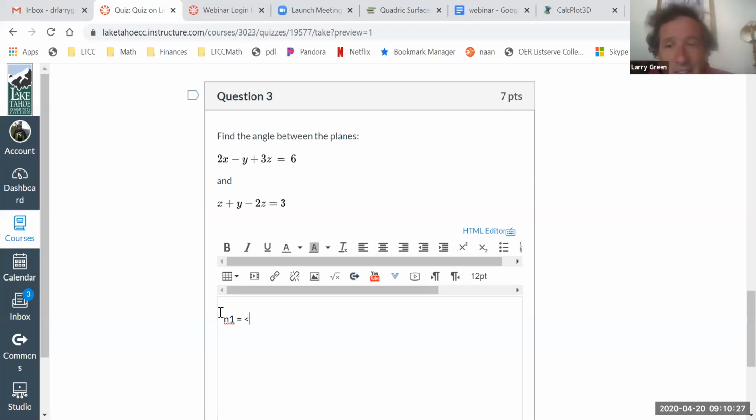And the good news is it's really easy to just look at the equation and tell me what the normal vector is. What's the normal vector for the first plane? The hint is it's really easy to just look at it. You don't do any hard math or anything. Yeah, it's 2, negative 1, 3. Exactly. So it's 2, comma, negative 1, comma, 3. And then n2 is equal to 1, 1, negative 2.